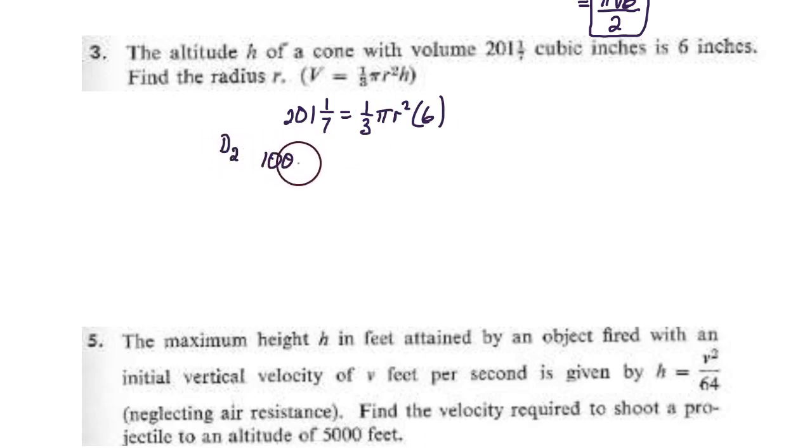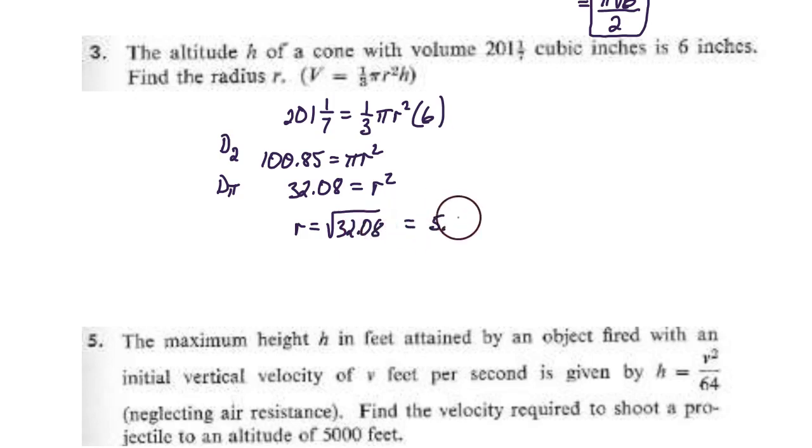We get 100.85, and that's equal to pi r squared. Now divide by pi. The textbook says to use the fraction 22/7 for pi. And the result is 32.08 with a few more digits. Now to solve for r, let's take the square root. So we get r equals the square root of 32.08, and that result is approximately 5.66. The radius r is going to be measured in inches.